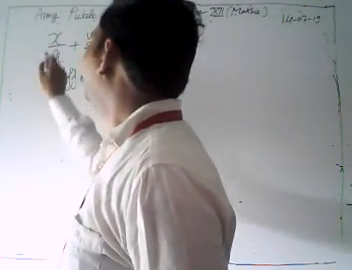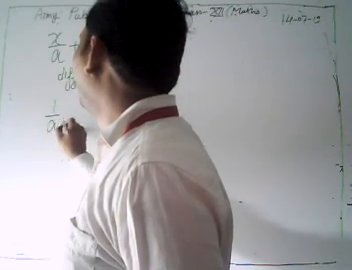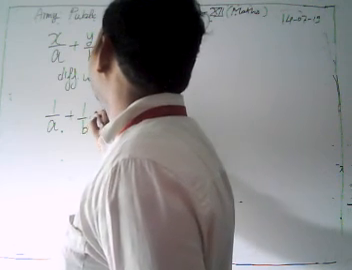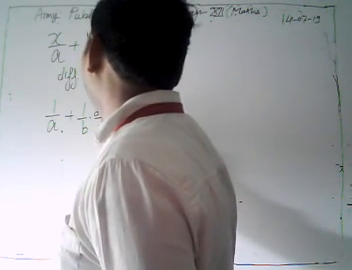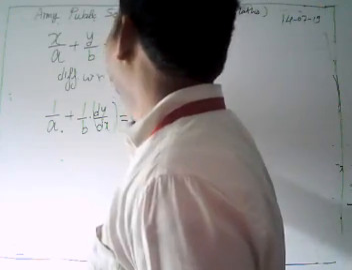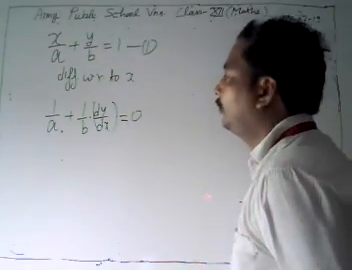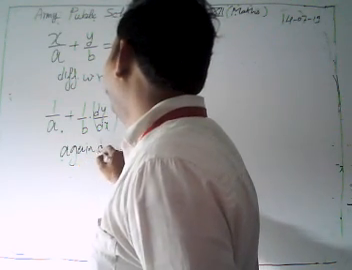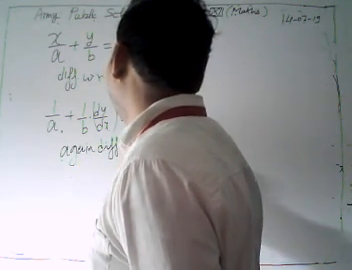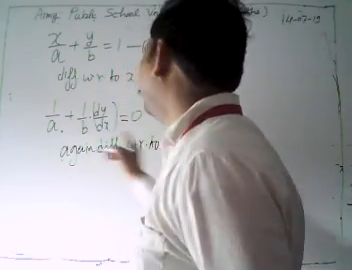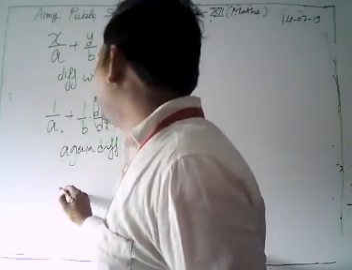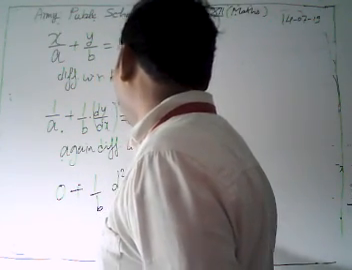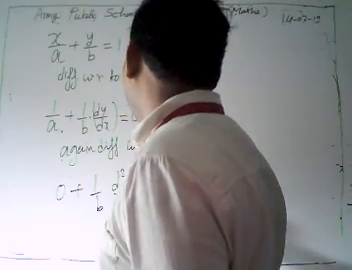And what do we have? The derivative of x is 1, so we have 1/a, plus 1/b times dy/dx, and the constant gives 0. Now again differentiating with respect to x, 1/a is a constant so we have 0, and 1/b times d2y/dx2 equals 0.